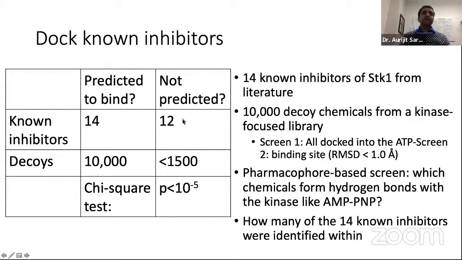And guess what? 12 of the 14 inhibitors passed the test. Only less than 1,500 of the 10,000 decoys passed the test. The probability that the known inhibitors would be enriched to this level purely at random, by chance, by accident, was less than 1 in 10,000. This validated my docking protocol.